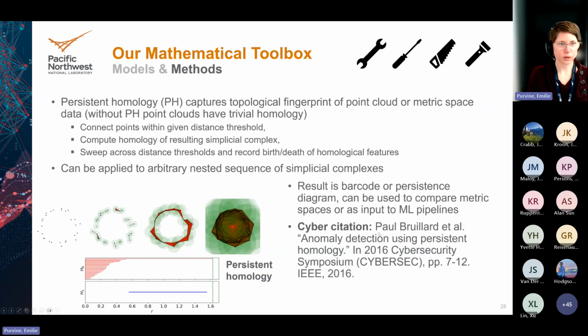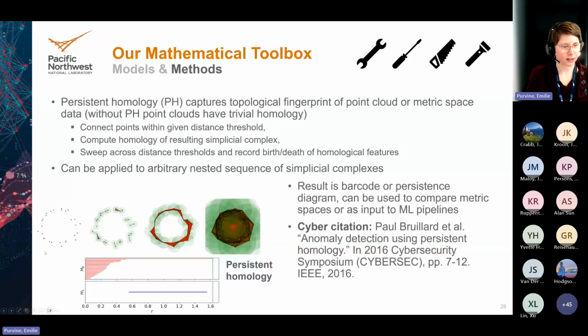Another method that we use in topological data analysis is persistent homology. This is applied not to hypergraphs, but to point clouds or metric spaces. A point cloud will have trivial homology because it's just a bunch of single points. If we're looking for holes in our structure, single points don't have any holes. It's just a whole bunch of connected components. So we need to start connecting the points in order to start seeing the structure.